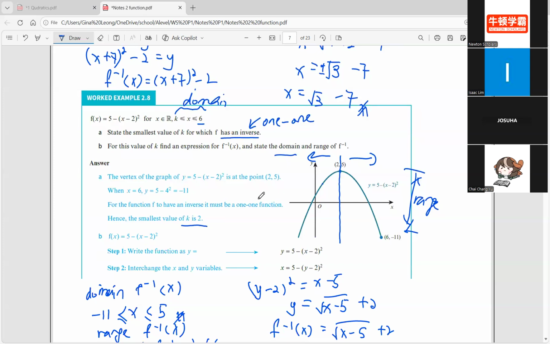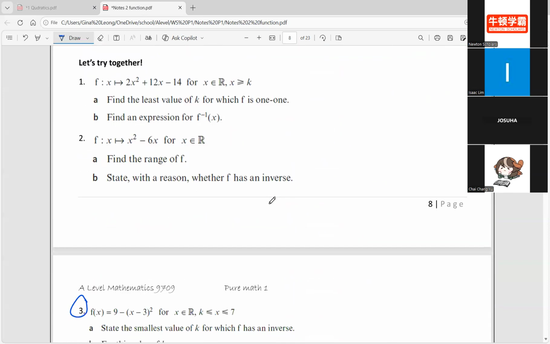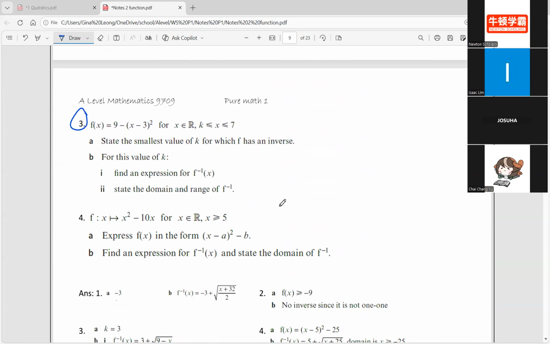You are in what? 3 to 7, is it? Yeah, your S value is 3 to 7, right? Where is it? Here. Okay, 3 to 7, so 3 to 7 is your S value. How about your range? What is your range? Try to get the range first.